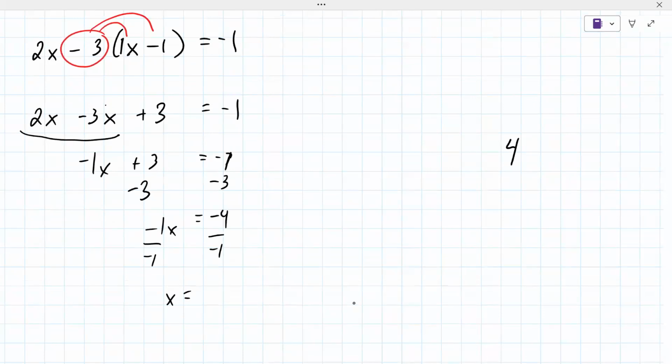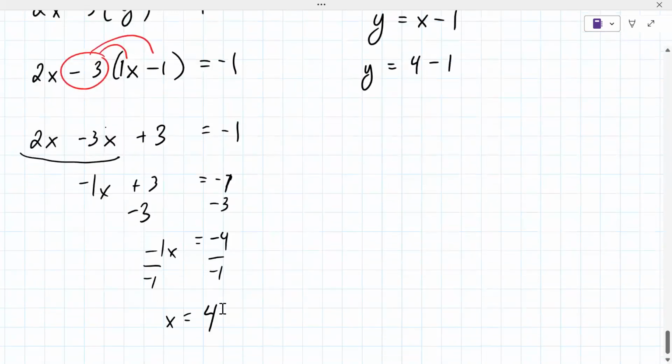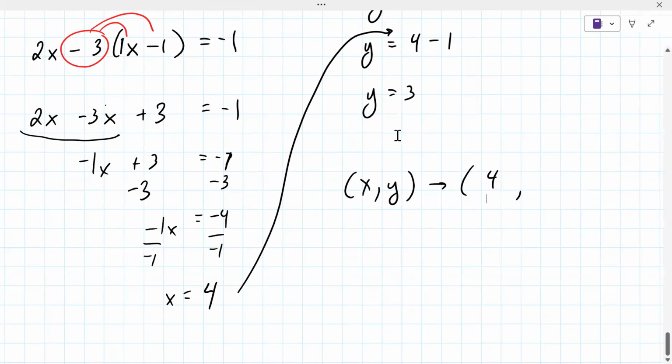What does x become? +4. All right, great. Now that's only half the answer though. X is 4. Y is x minus 1. You're putting 4 in for x. So it would be 3. Okay, and then you list your answer as an ordered pair. What is the ordered pair? 4 comma 1. What's the y value? I mean 3. 3. Sorry.